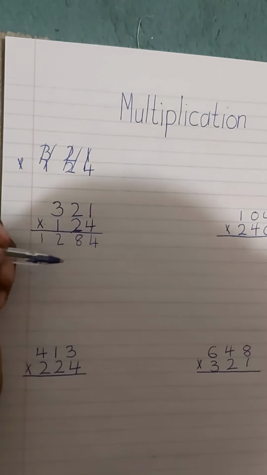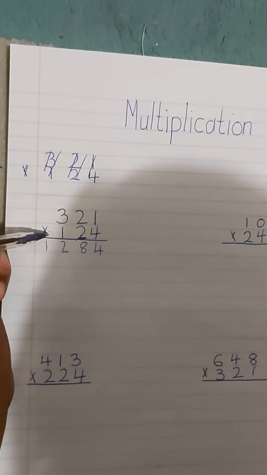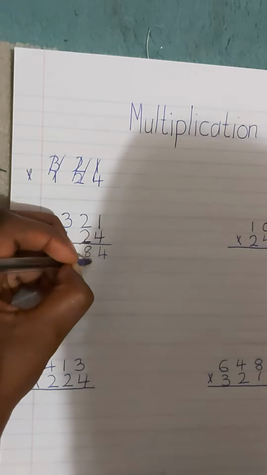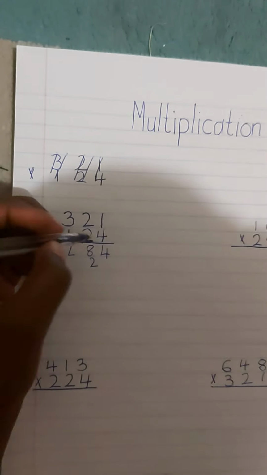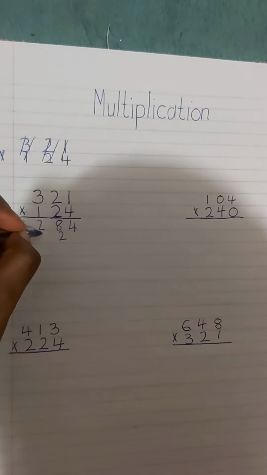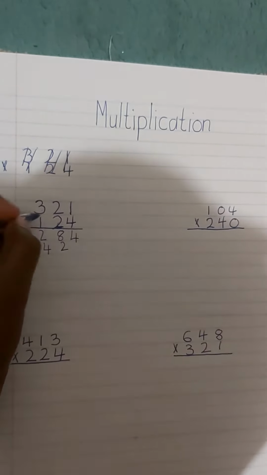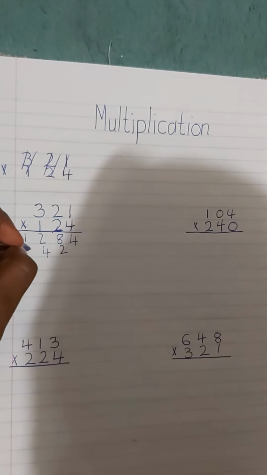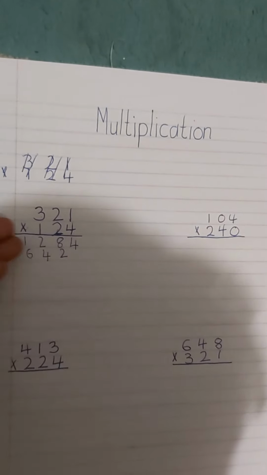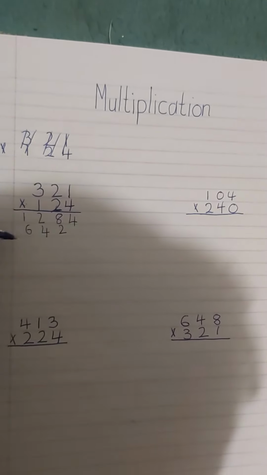We are going to the next number. Our next number is 2. 2 times 1 is 2. 2 times 2 is 4. 2 times 3 is 6. We are done with this 2. We are going to the next number. Our next number is 1.